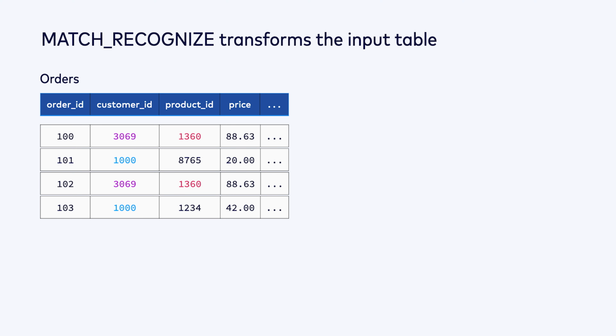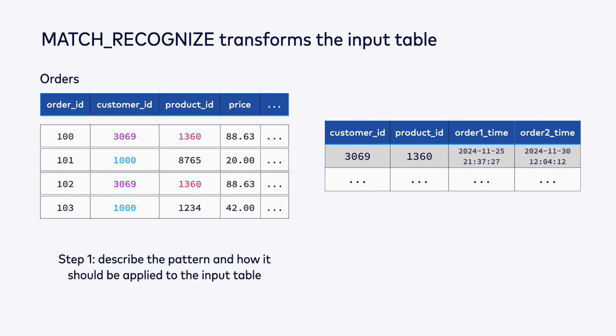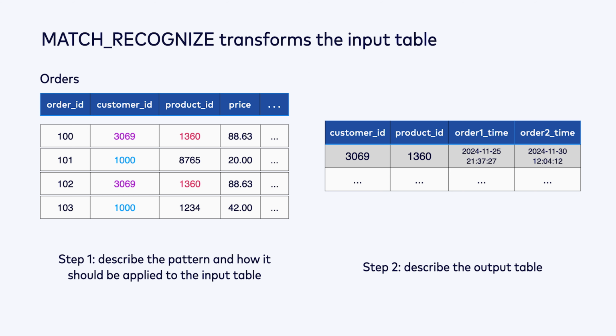The overall approach with Match Recognize is that we're going to be applying it to an input table, in this case the orders table, and then Match Recognize is going to transform the input into a table of results. Each time the pattern is matched, one row will be appended to the output. Match Recognize works from a description of this transformation, and it consists of two steps. First, a description of what the pattern looks like and how it should be applied to the table, and secondly, what the output is supposed to look like.